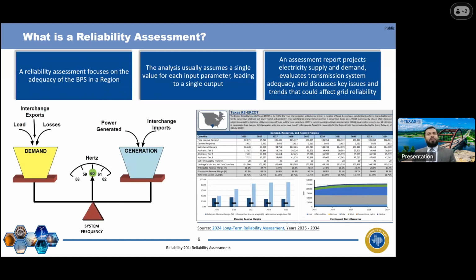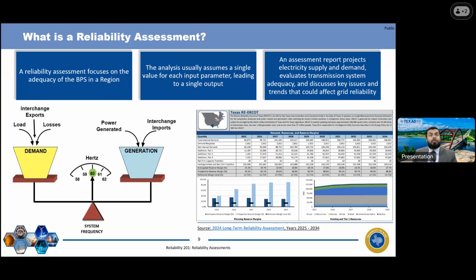Let's take a look at the reliability assessment. Let's define what that is. A reliability assessment analyzes and assesses the reliability of the bulk power system ahead of the assessment period. The assessment depends on the data from the entities which Texas RE collects by collaborating with ERCOT.